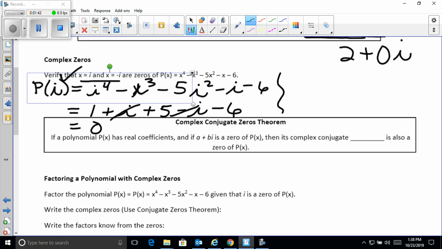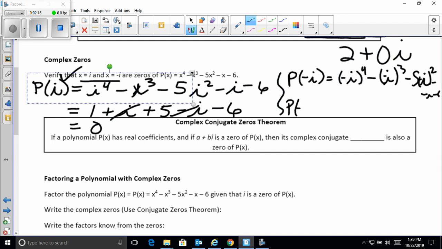Now let's try negative i. So negative i to the 4th, minus negative i to the 3rd, minus 5 times negative i squared, minus negative i minus 6. Sometimes what I like to do with the negative i is just take care of it first, treat it like a negative x, and think about how it would affect the equation that I'm plugging it in.